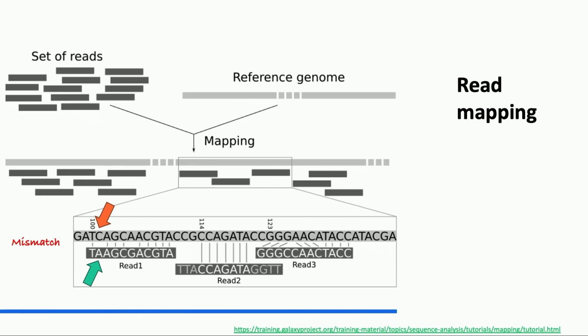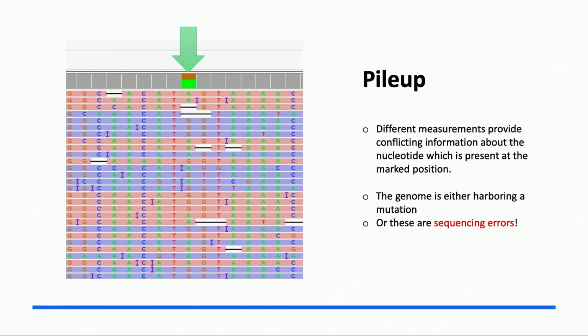Now, of course, you shouldn't be trusting one single measurement for that, and eventually you will end up with something like this. This is called a pile-up, because you have a stack of multiple reads for the same genomic locus, which are essentially repeated measurements. And as you can notice here, in the column highlighted, there is some conflicting evidence.